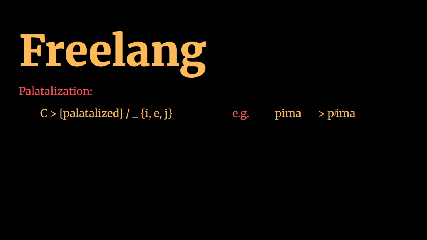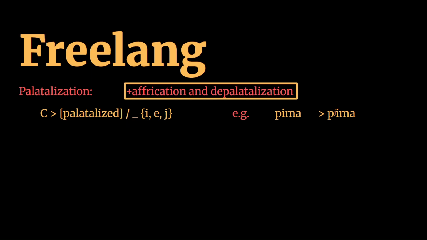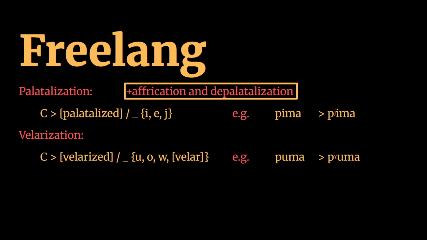For freelang, I'd like to also do palatalization, but I'd like it to affect every consonant. Every consonant becomes palatalized before a front vowel or before a front glide. For example, pima would become kima. I may also add affrication and depalatalization to some of the consonants when they are palatalized, but I'm not sure exactly what direction I want to take that yet, so we'll see what sounds we've ended up with before going back and adding those in. I think I'd also like to add in velarization, where a consonant becomes velarized before a back vowel, or W, or a velar. For example, puma would become pluma.